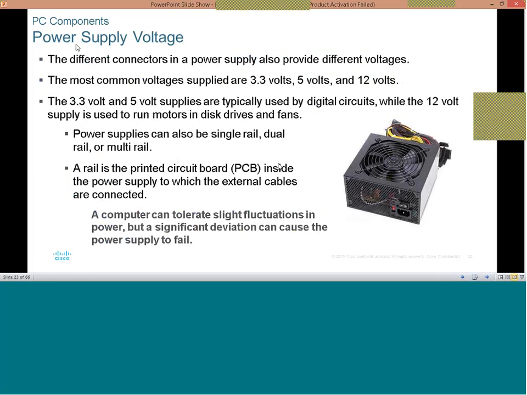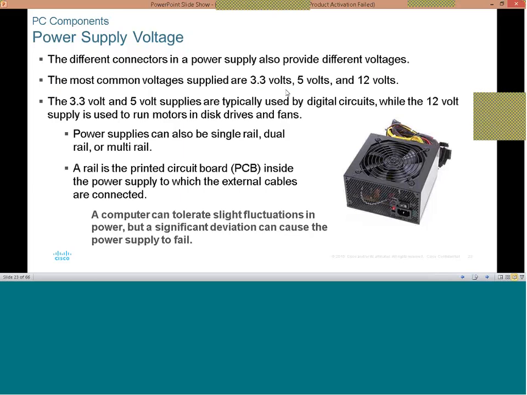Okay, so power supply voltage. The different connectors in the power supply also provide different voltages, like I said earlier. So you have different connectors supplying different voltages to drive different components. Not all components on the computer motherboard take in the same voltage. The most common voltages that are supplied are 3.3 volts, 5 volts, and 12 volts. These are the common voltages that drive the various internal components on the motherboard.